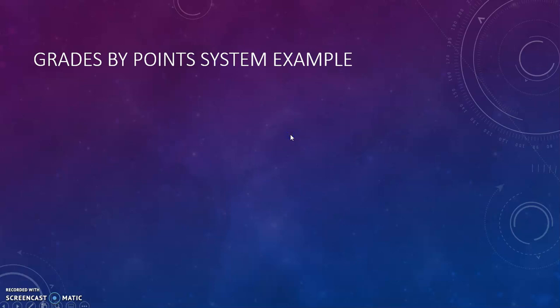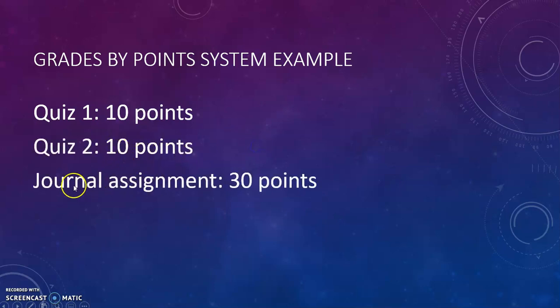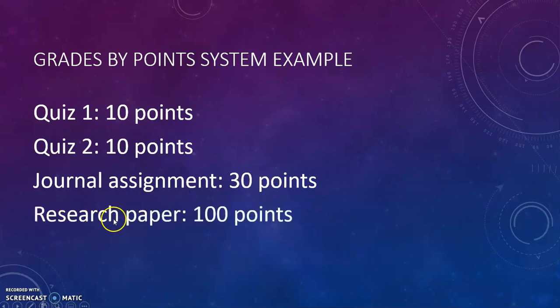Let's take a look at an example of that. Say the first assignment is a quiz worth 10 points. The second quiz is worth 10 points. Then you have a journal assignment that's worth 30 points, and a research paper which is worth 100 points. Clearly, the research paper is worth a lot more than any of the other assignments. If you add up all the points, you get a total of 150 points. These are the points possible that you could earn.